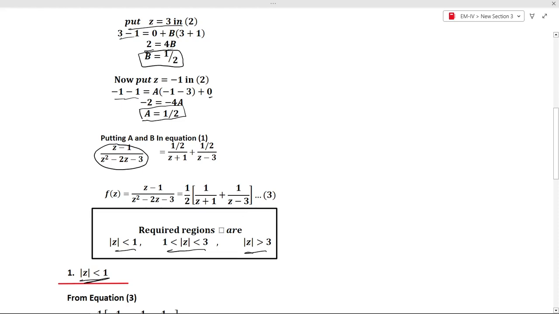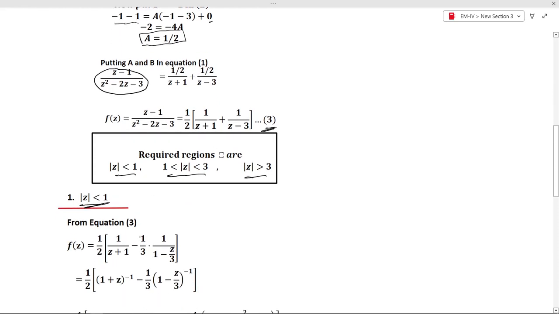To find the Taylor and Laurent series expansion, we will use equation number 3. From equation 3, f of z is 1 by 2 into (1 upon z plus 1 plus 1 upon z minus 3). Now since mod z is less than 1, the second value of z is 3. If a number z is smaller than 1, can you say that number is less than 3 also? Yes, the number which is less than 1 is obviously less than 3 also.